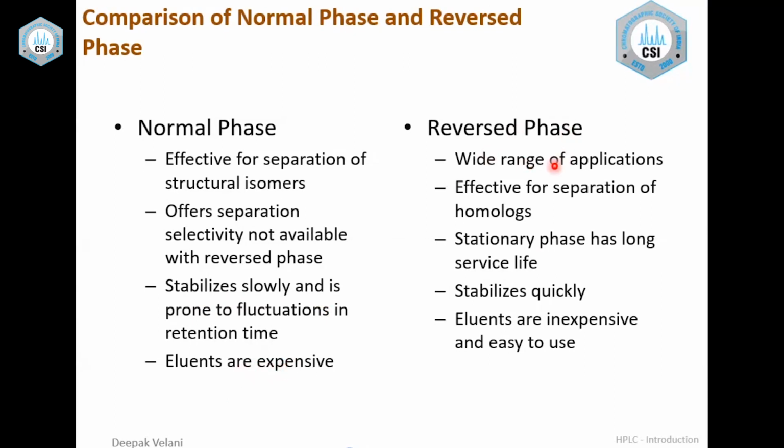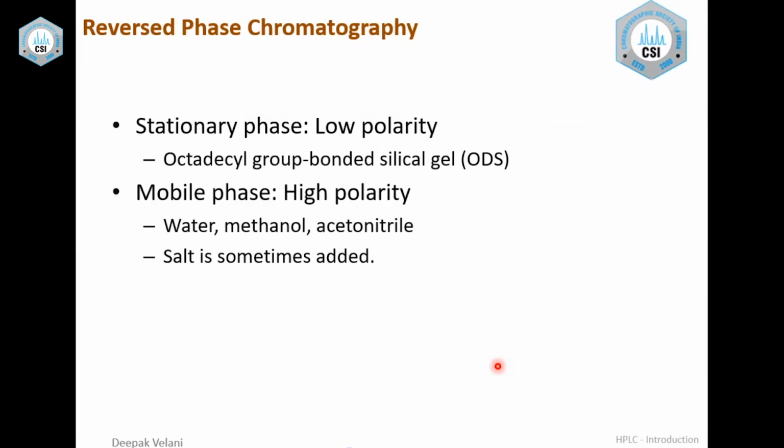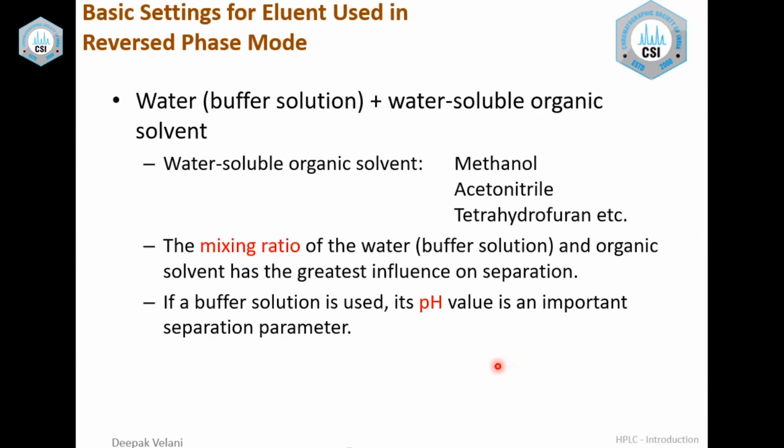In reverse phase, there is a wide range of applications, and it is effective for separation of homologues. The stationary phase has a long service life, so column life is much better here, it stabilizes quickly, and eluents are less expensive. The stationary phase has low polarity and the mobile phase is highly polar. Basically, water-based mobile phases are used, along with polar water-miscible solvents like acetonitrile and methanol, and additives are also used. Then mixing ratio and pH make the separation.